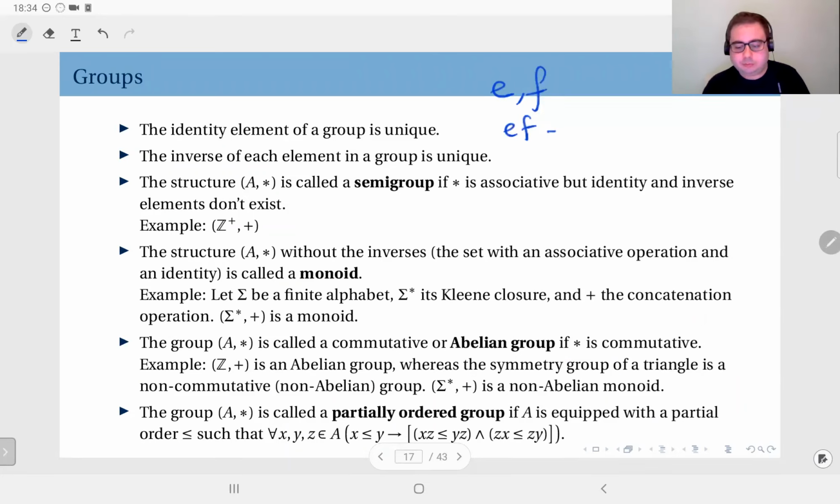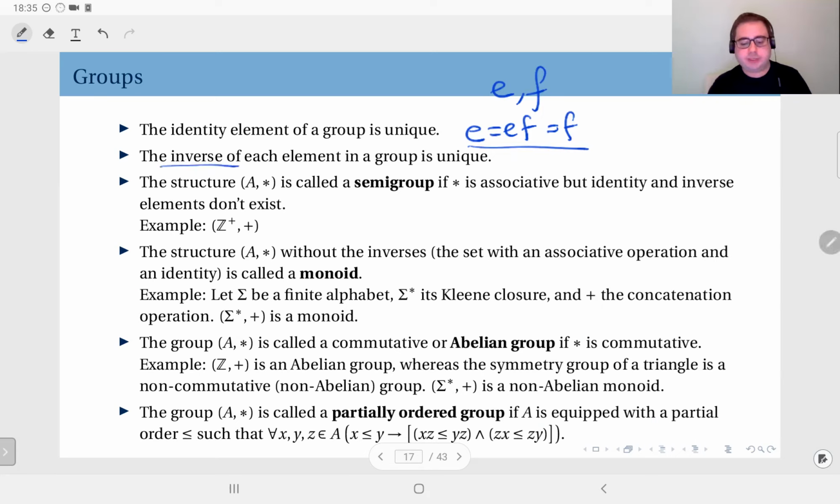So I'm multiplying E, which is an identity, with F, so I should get F. But at the same time, I'm multiplying E with F, which is an identity, so I should also get E. So you have a contradiction. If you assume E and F are distinct, this leads to E equals F, which is a contradiction. So you cannot have multiple identity elements. The identity must be unique.